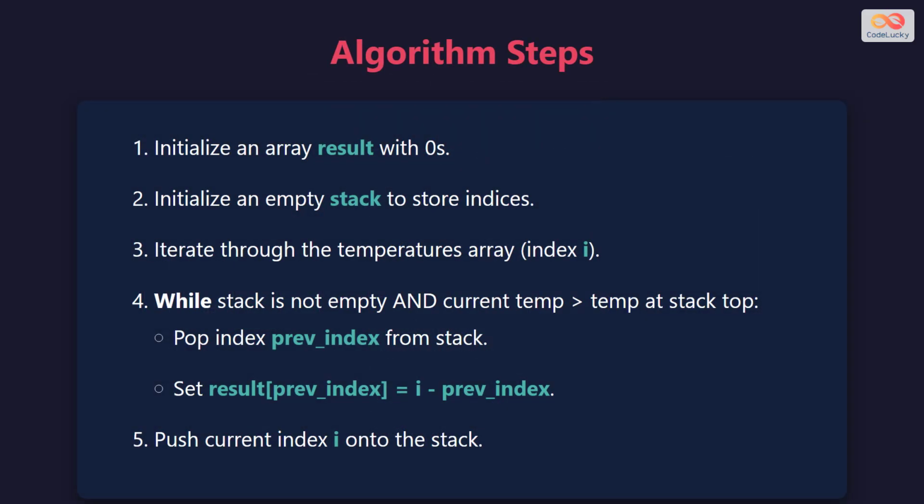So the algorithm goes like this. Initialize a result array with zeros. Create an empty stack. Loop through the temperatures. While the stack is not empty and the current temperature is greater than the temperature at the index stored at the top of the stack, pop the stack and record the result. Finally, push the current index onto the stack.